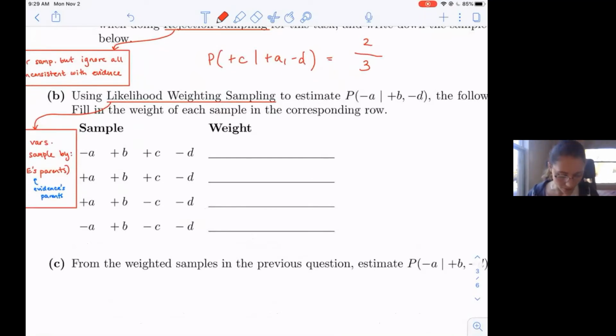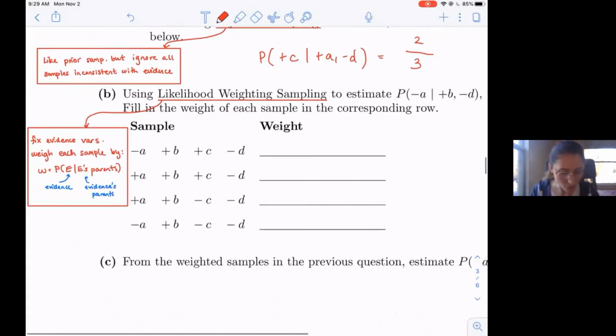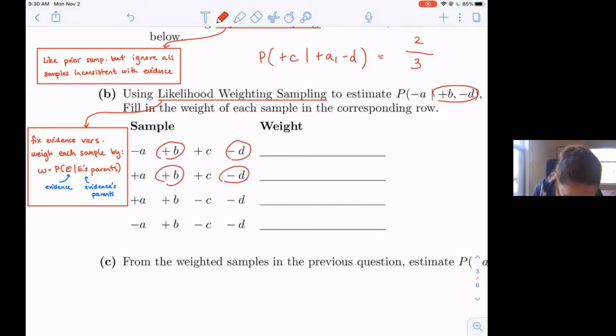So the first thing we want to notice is that we're going to weigh each sample by the probability of the evidence given the evidence's parents. So what's the evidence in this case? It's plus B and minus D. So here I'm just going to circle each of these. These are our evidence variables. And so to compute the probability of the evidence given the evidence's parents, we're going to leverage the structure of our Bayes net and then compute these respective probabilities.